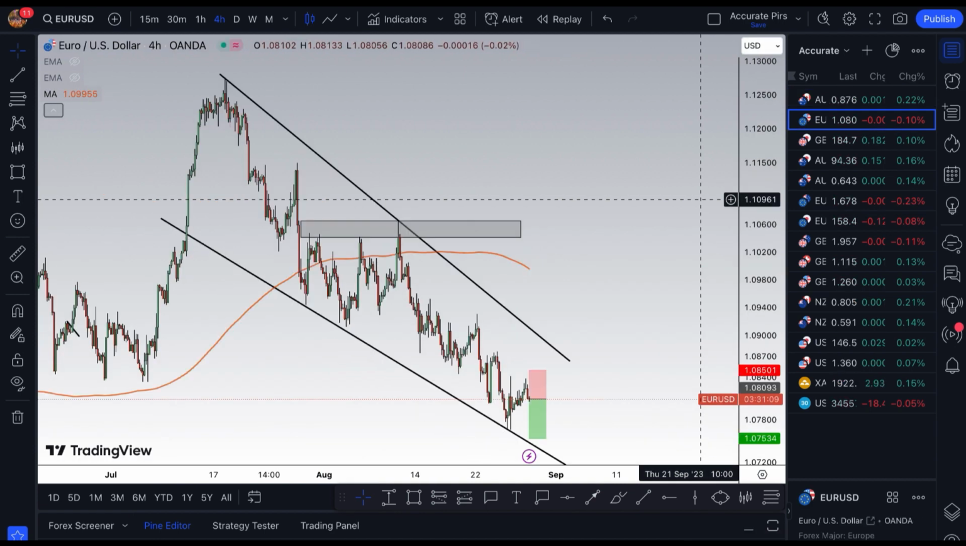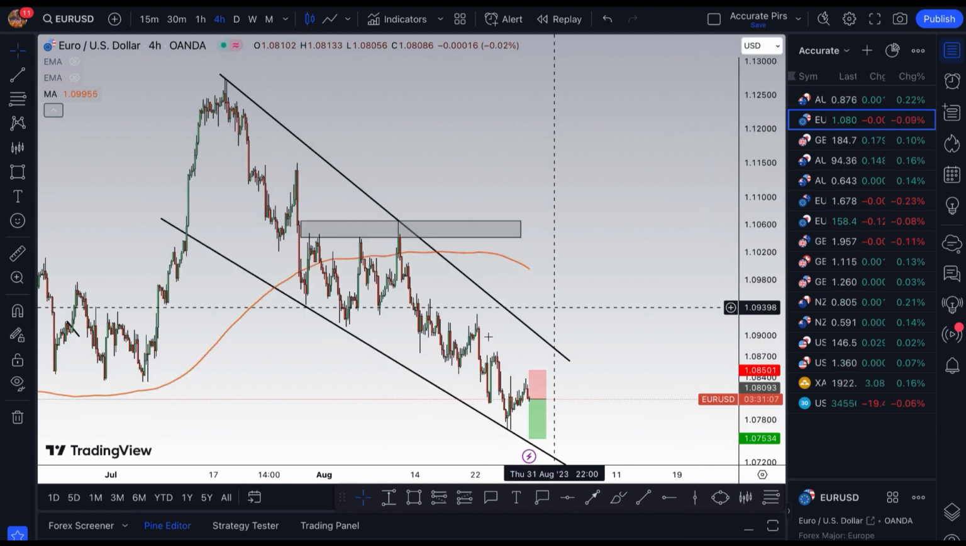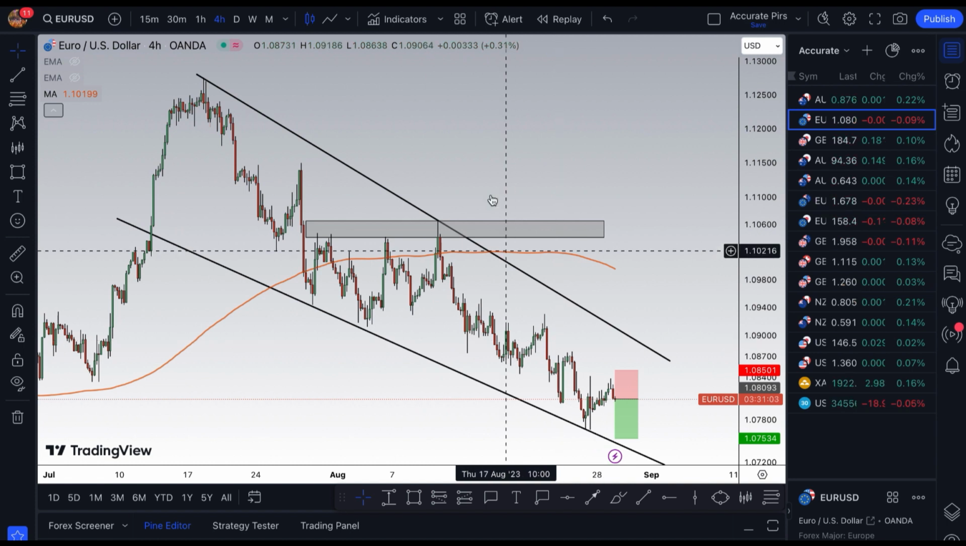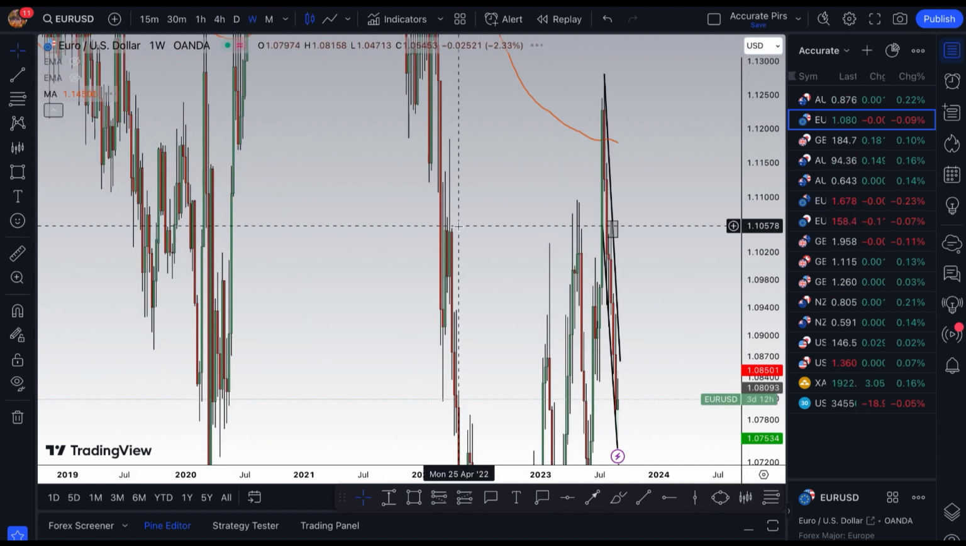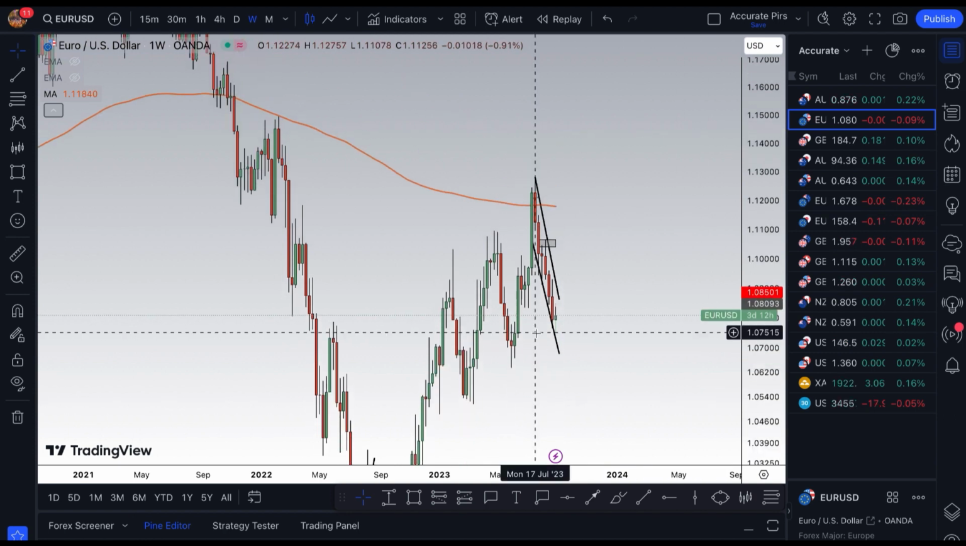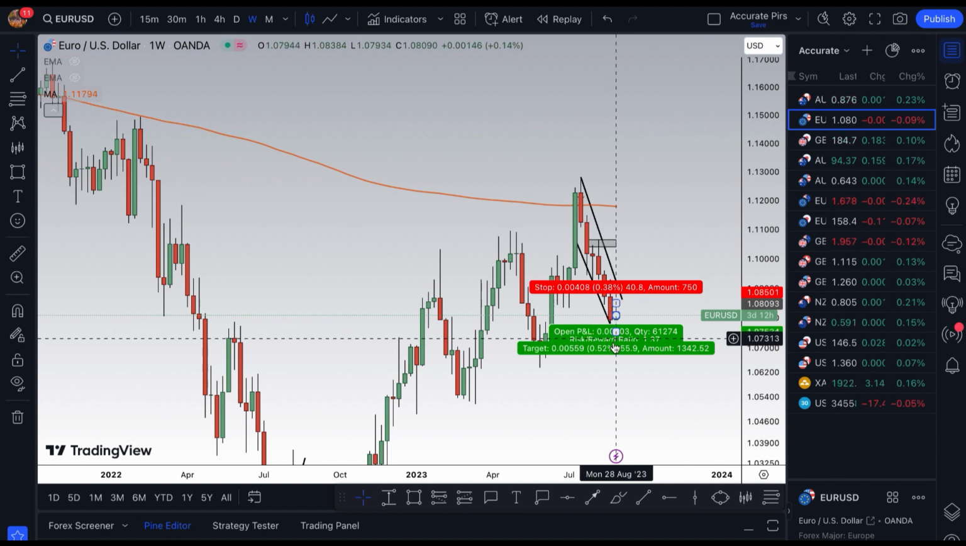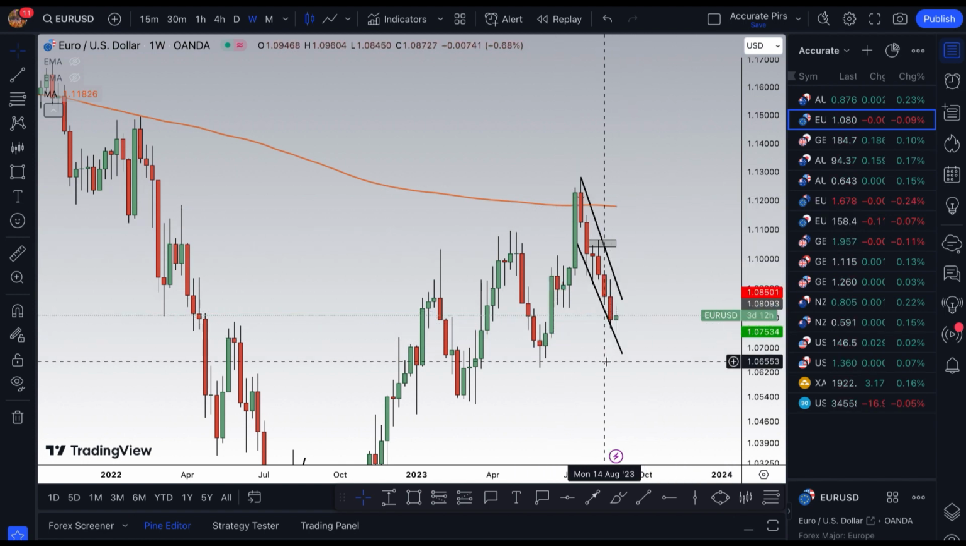Let's move on to EUR USD. With EUR USD, I've already got in for a sell on this trade, and I'm going to break it down for you. Looking at the weekly time frame, I initially thought this was going to be a pullback on the weekly and that we would get a reversal push up towards the upside.